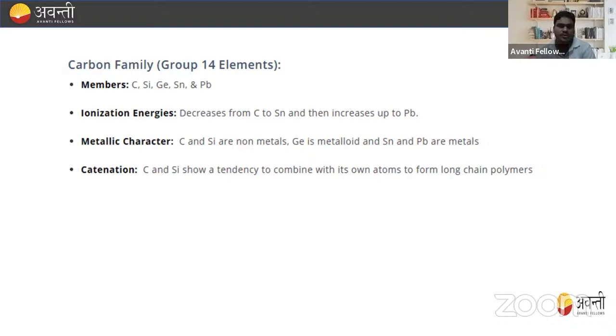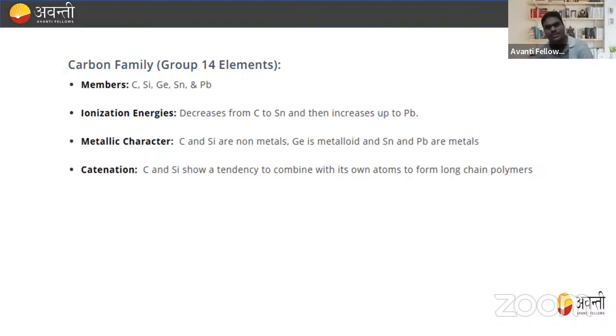Carbon and silicon show catenation, that is a tendency to combine with their own atoms to form long chain polymers, right? So these are the catenation properties. Remember this point too, okay? So it should be very clear to you what ionization enthalpy is, who the members of this group are, what the sizes are, what the metallic character is, and what catenation is.